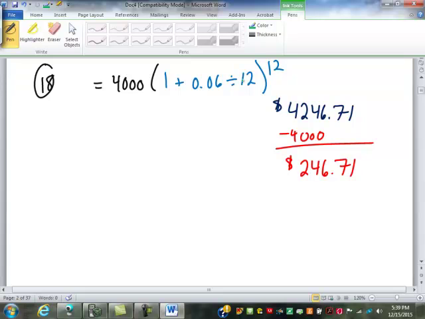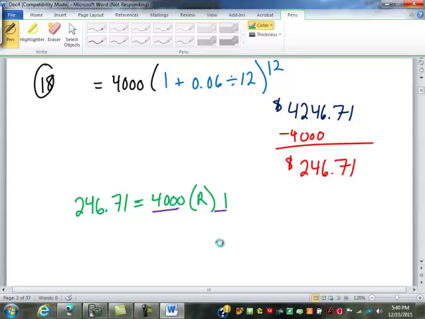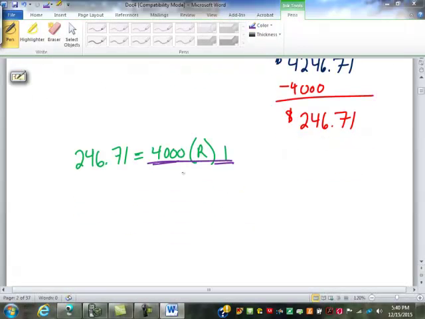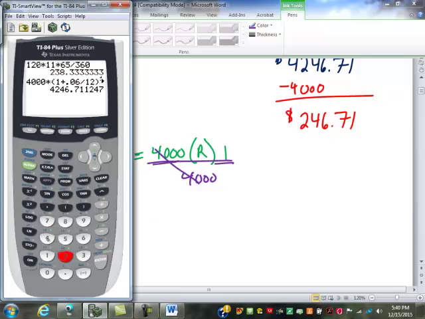So now that's what we're going to use to find our effective rate. 246.71 equals 4,000 times the rate times the time of 1 year. I'm not going to bother to combine the 4,000 and the 1. We know they make 4,000. So I'm just going to divide by 4,000. So 246.71 divided by 4,000.